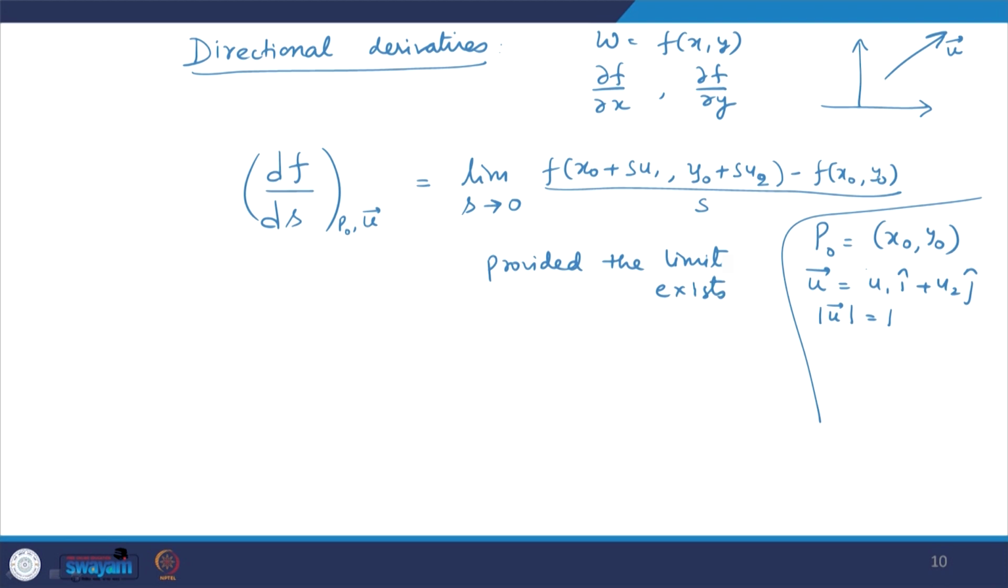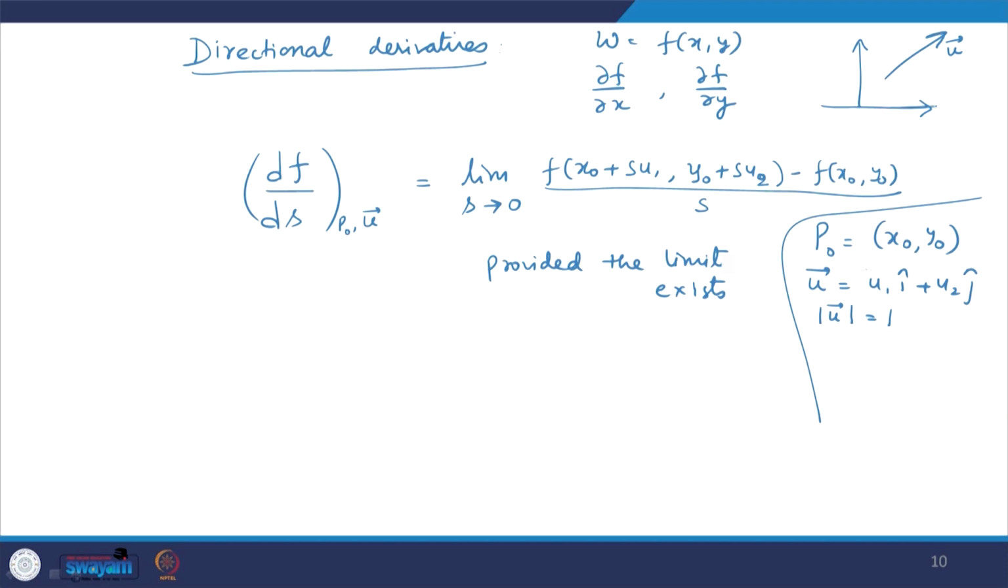This is the definition of finding the directional derivative of f along any direction u at a point p₀. See, if you consider the x axis, in the x axis u will be i only, which means u₁ is 1 and u₂ is 0. If you put u₁ equal to 1 and u₂ equal to 0 here, this definition is nothing but ∂f/∂x.